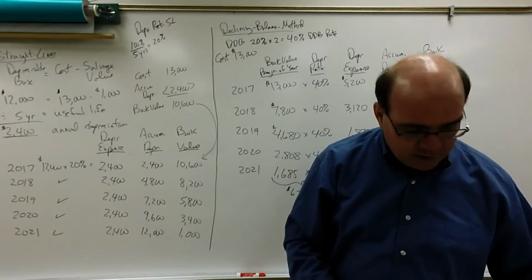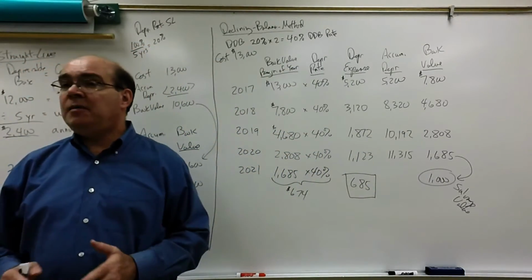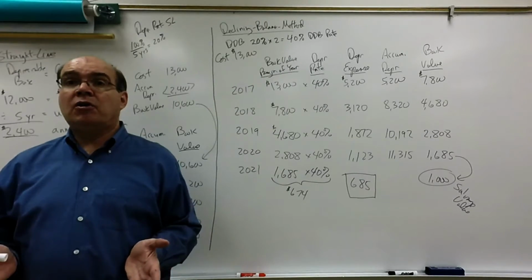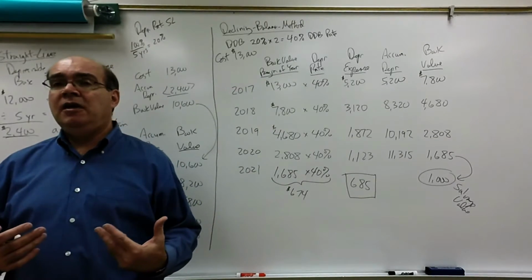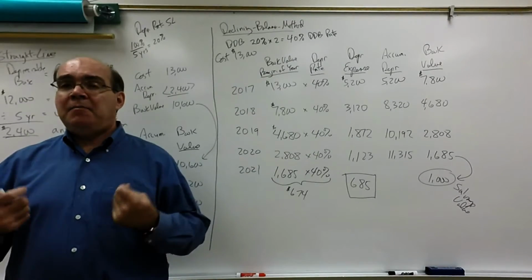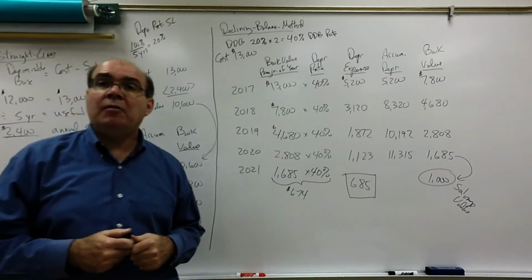The amount of depreciation expense is the same for all three methods. By the time you get to the end of year 5, you've depreciated out $12,000. They're all the same. It's just the timing of when the expense is recorded. And again, we're trying to use a method that best matches how that asset is being used to provide value to the company.